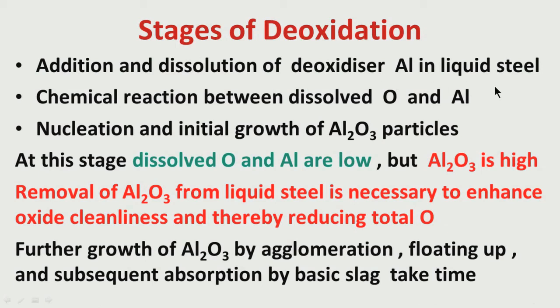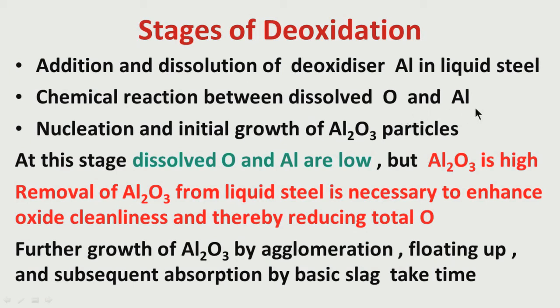So, this silicon or aluminum or calcium, when you are adding it, goes into solution in liquid steel. Oxygen is there in liquid steel, and that particular deoxidizer also goes into liquid steel. Then the chemical reaction will take place between dissolved oxygen and dissolved aluminum or dissolved silicon or dissolved calcium. How the reaction takes place, I have already mentioned to you in earlier slides. So, after adding and dissolution, the next stage is chemical reaction between dissolved oxygen and dissolved aluminum.